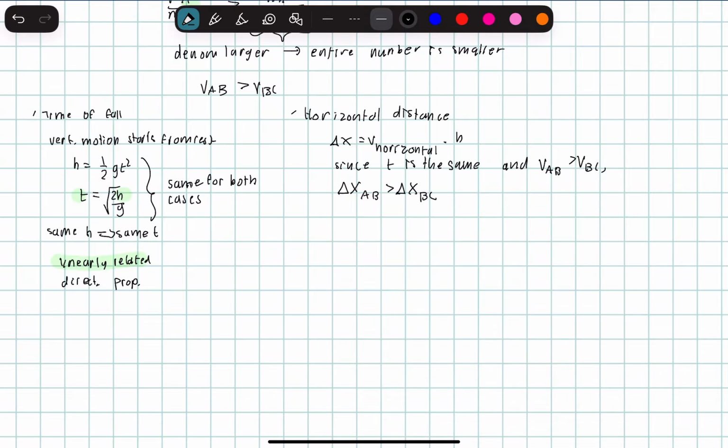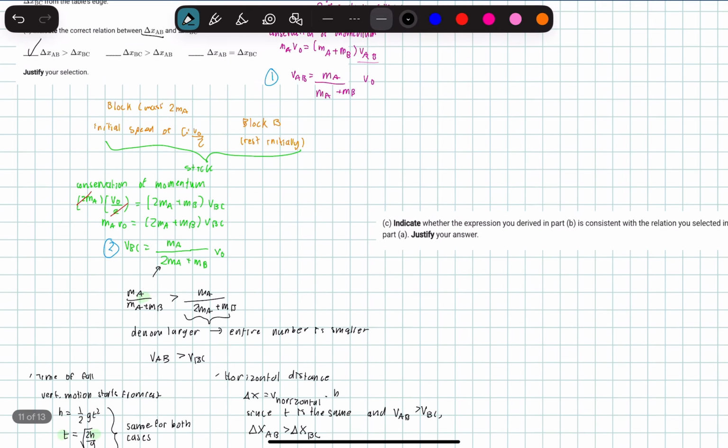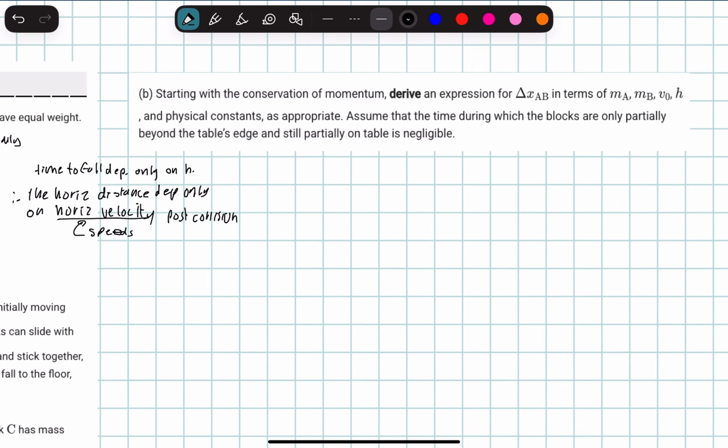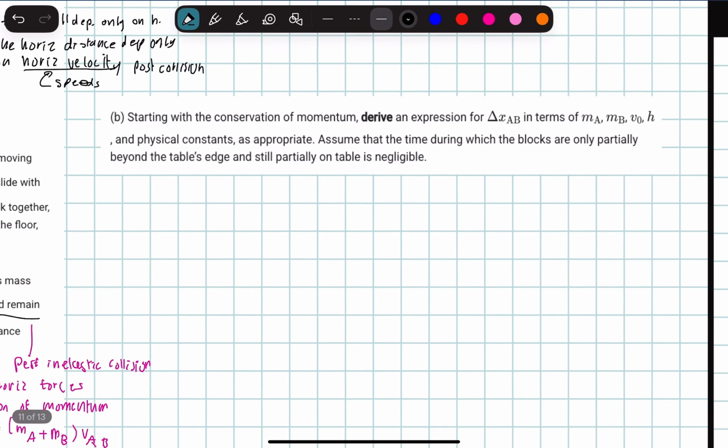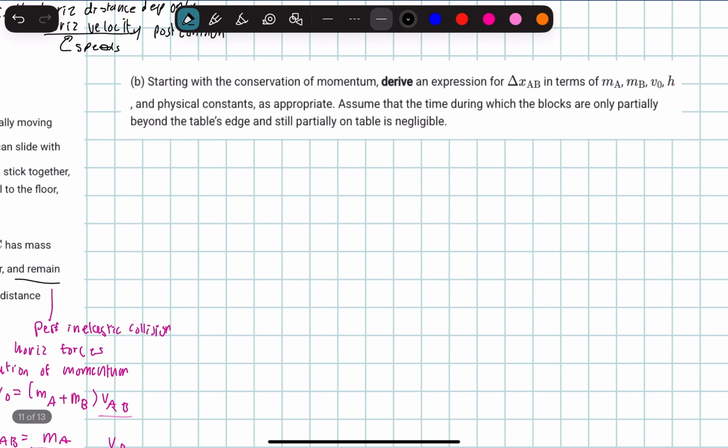So those are two other ways to back up that solution. Now, let's start off with part B. Starting with the conservation of momentum, derive an expression for delta x AB in terms of MA, MB, V initial, H, and physical constants as appropriate.